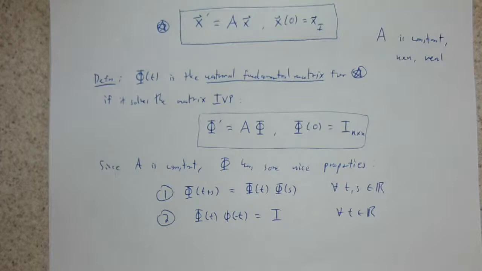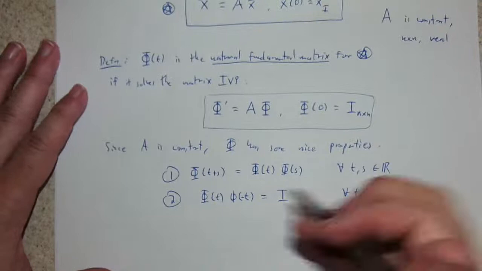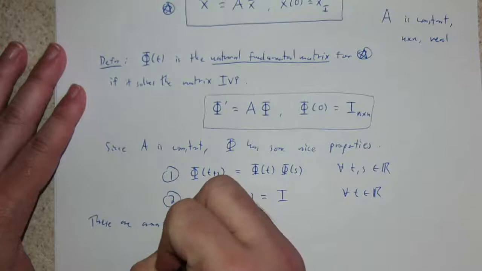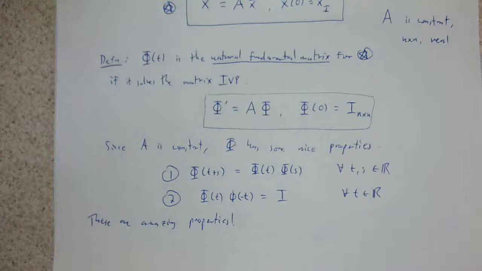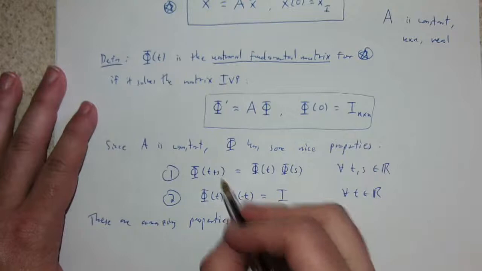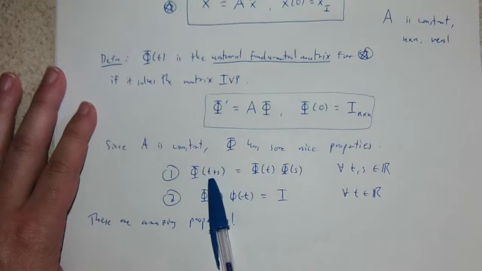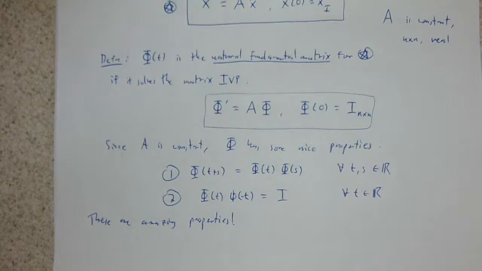Now, why are these amazing properties? Let's focus on the first one. What is nice about this? First of all, you notice that this definitely is reminiscent of exponential behavior. What do I mean? Well, if I think of e to the t plus s, that's e to the t times e to the s. This behavior of taking addition and turning it into multiplication, that is something that exponential functions do. That's one of the key exponential properties that leads to all these nice things that you're used to.